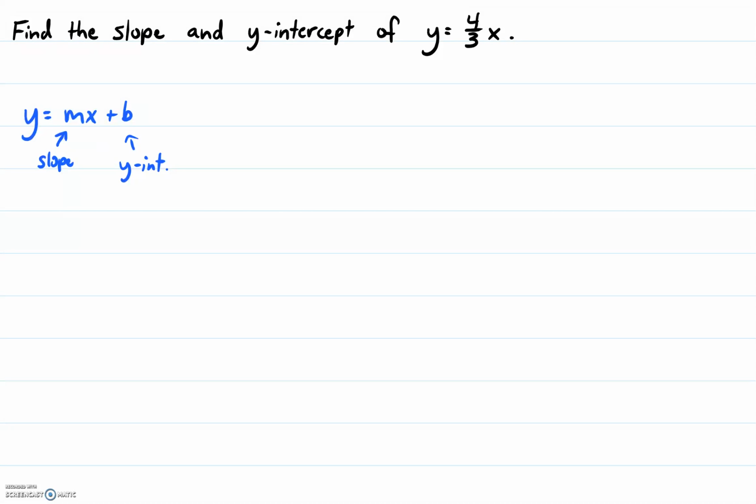In this video, we're going to figure out how to find the slope and y-intercept of y is equal to 4 over 3 times x. Now, the reason that I have in blue written the slope-intercept form of the equation of a line is because the two things we want to find in this problem are the slope and the y-intercept.